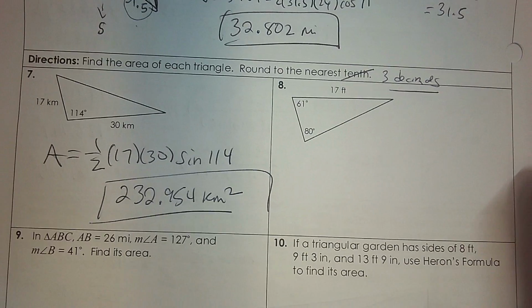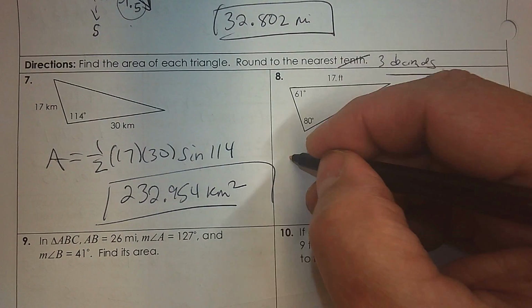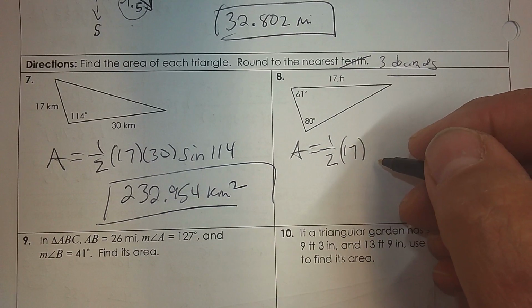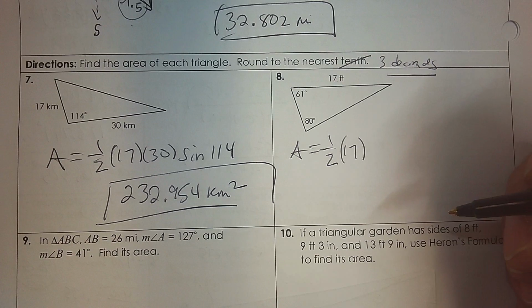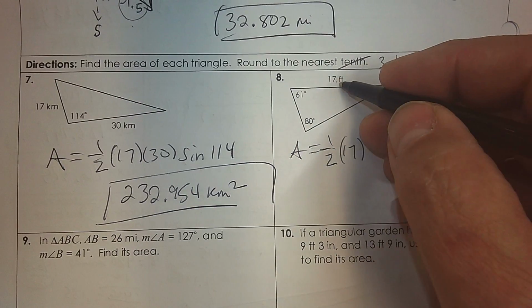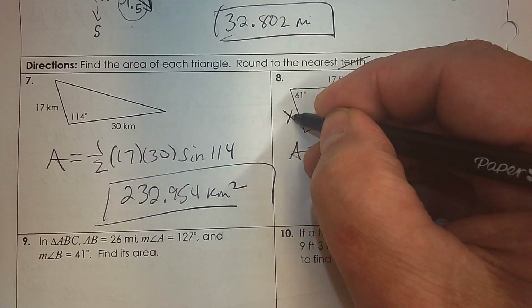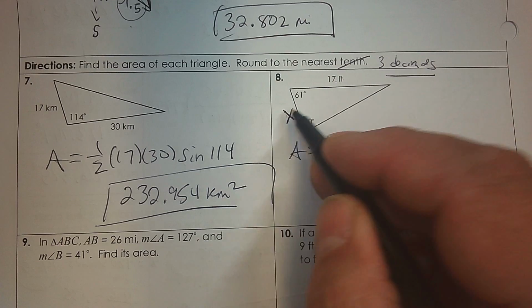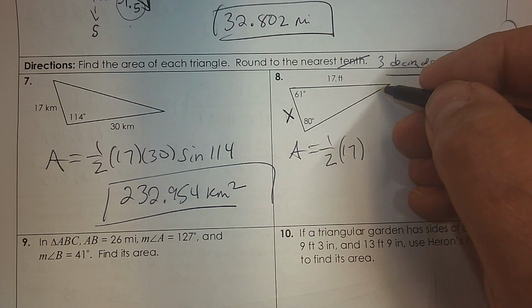Number 8, side, angle, side. So the area is 1/2, 17. Oh, and I don't know that side, right? So in order for me to find the area of this triangle, I need side, angle, side. So which side do I need to know? And I don't have a choice. I need this one, so it's in between, right? Side, angle, side. So I need to know this angle here.